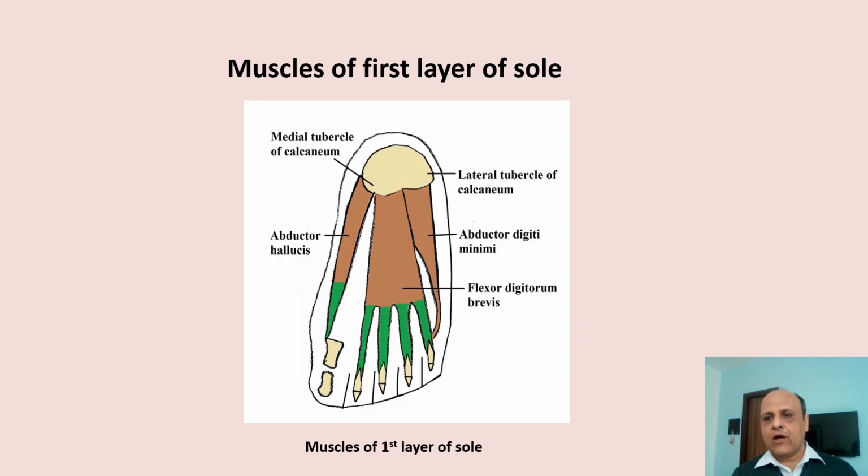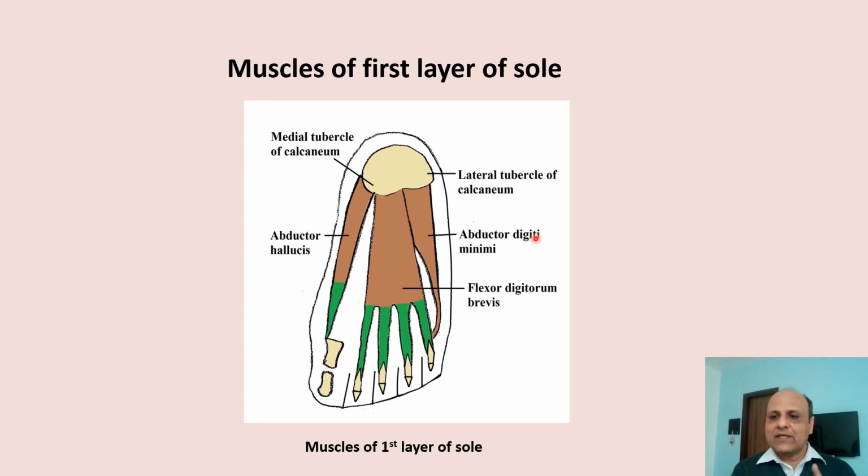The diagram now is showing the muscles of the first layer of the sole, and the first muscle is abductor hallucis, the second muscle is flexor digitorum brevis, while the third muscle is abductor digiti minimi. Now what do we make out from this diagram? That the first layer is the layer of abductors of the big and small toes.